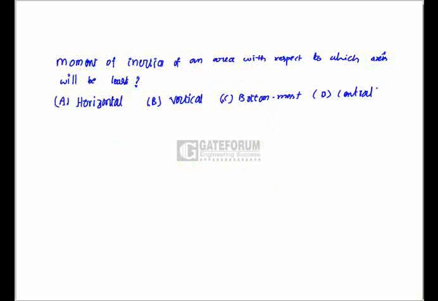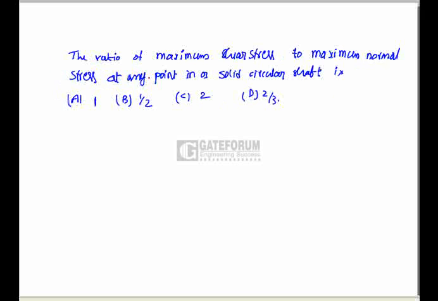As it is a direct question, the moment of inertia of an area will be least with respect to which axis? Least moment of inertia is going to be with respect to the central axis. So option D is correct. In a solid circular shaft, the ratio between maximum shear stress and maximum normal stress is going to be 2. Option C is correct.